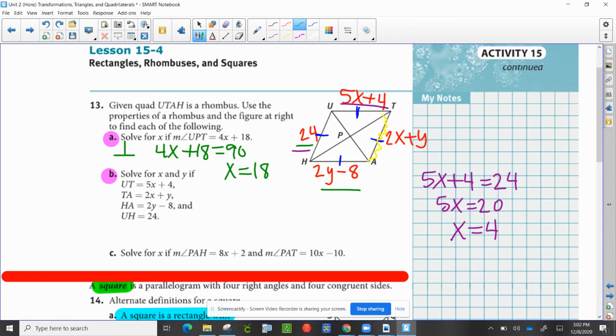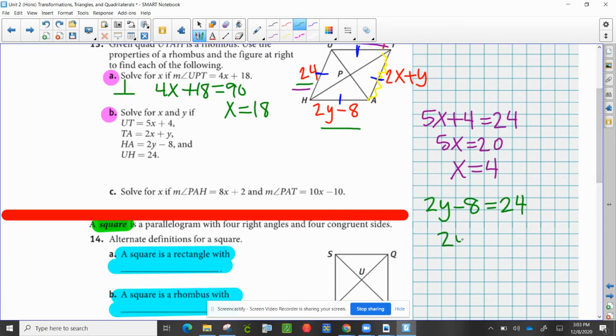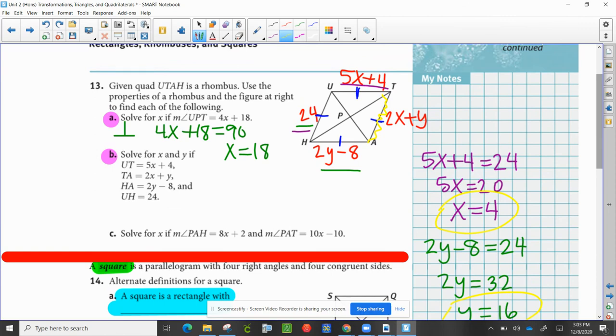Same thing if I solve for y, I can set 2y minus 8 also equal to 24. So if I add that over, 8 plus 24 is what, 32? So if I divide by 2, I'll get y is 16. You get x is 4, y is 16. So that's why we like the rhombus, because it's special in the fact that you have all 4 congruent sides. So there were some options here on how we could have set up that problem. I just chose to set it up using linear equations instead of a system.